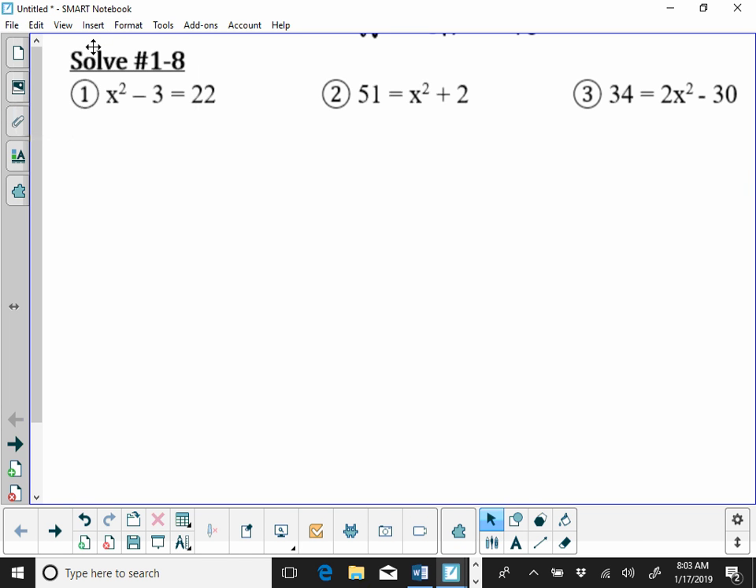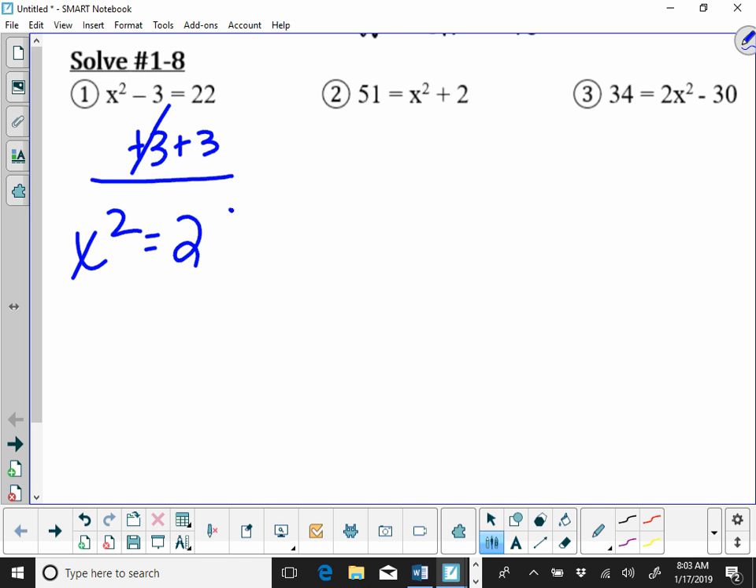All right, going through your quadratic equations for today. Remember, we're just using square roots here. So our first step on number one is going to be just like solving a regular equation. We're going to add 3 to both sides. So that gives me that x squared equals 25. And when we get to here, remember to cancel a square, we take the square root. And that cancels out, leaving you with x.